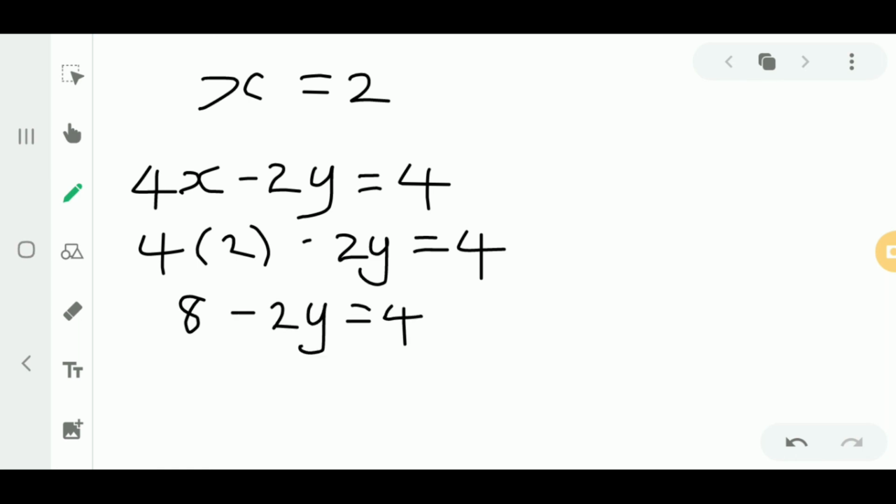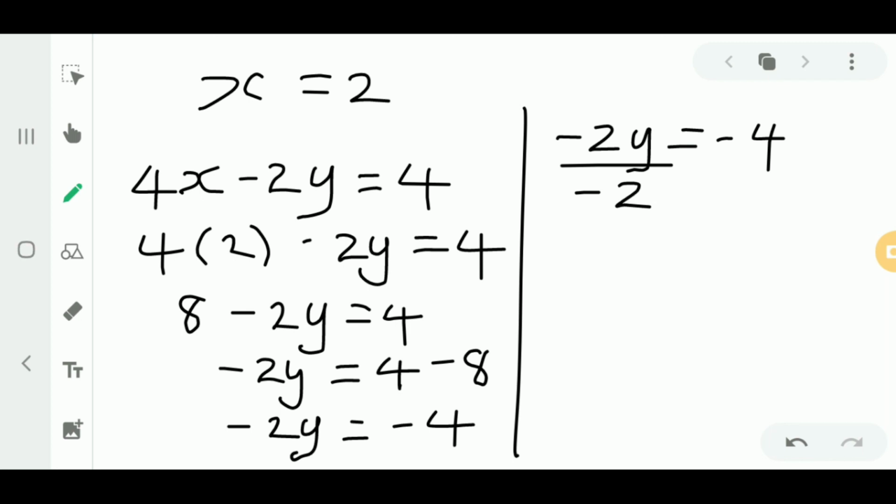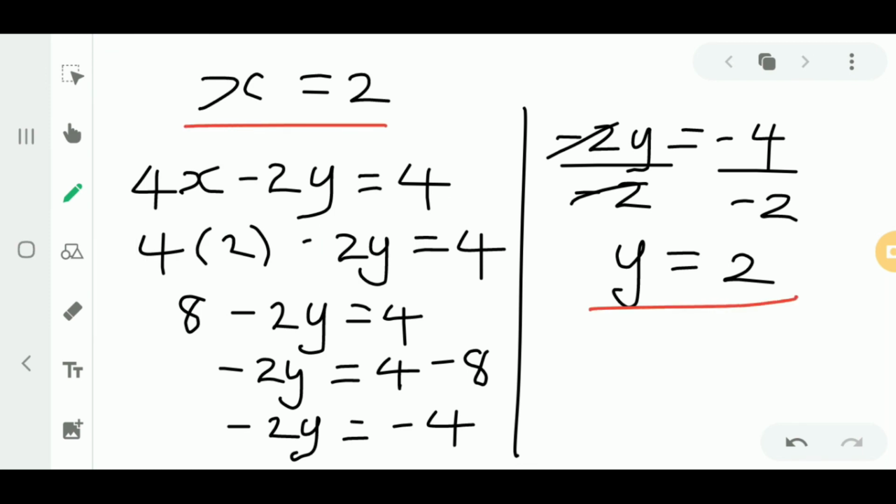We want y by itself, so that's minus 2y is equal to 4 minus 8. So we have minus 2y is equal to minus 4. So that means we're dividing both sides by minus 2. So that's minus 2 over minus 2. This cancels this. And a negative divided by a negative gives you a positive. So you have positive 2. So now x is equal to 2, y is equal to 2.